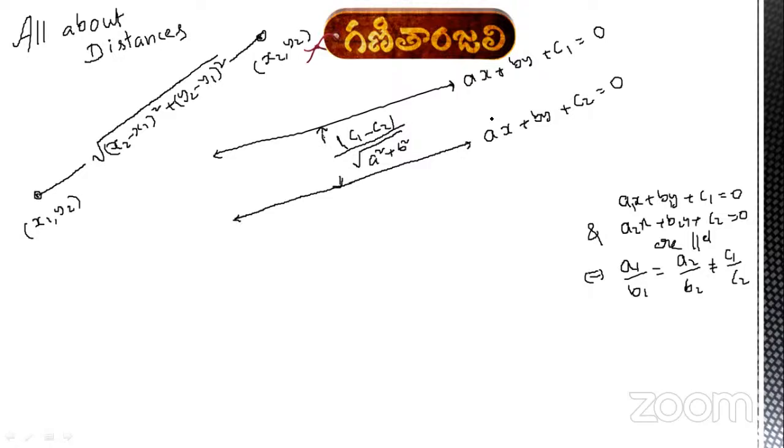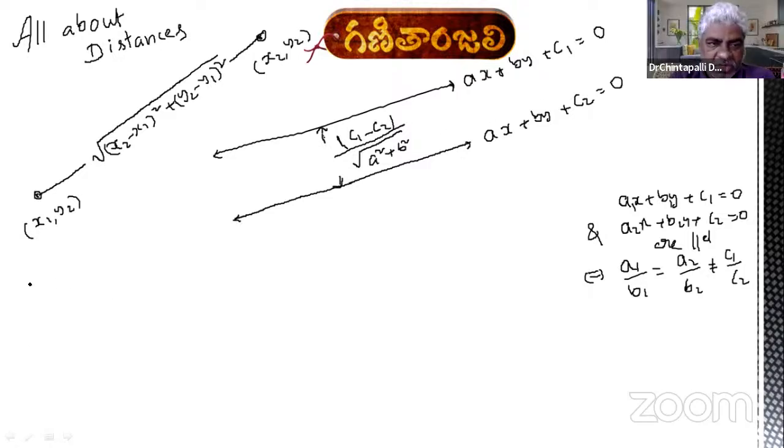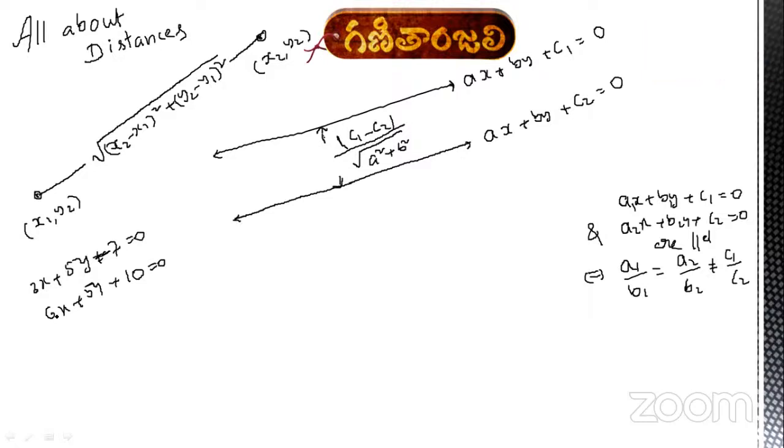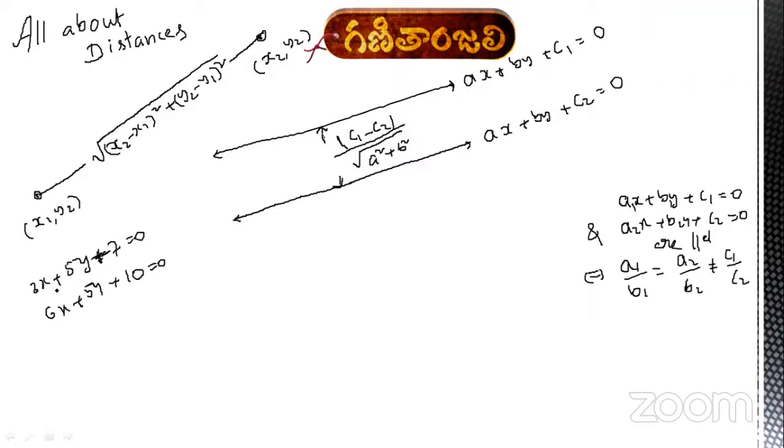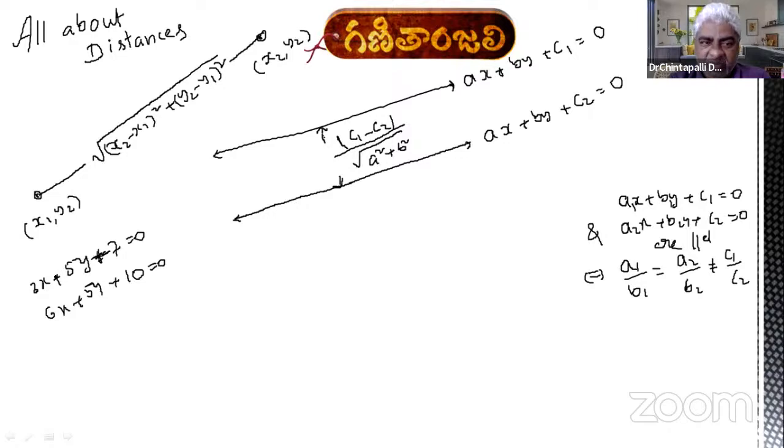Then what should we do then? For example, if we are given two lines, 3x plus 5y plus 7 is equal to 0, and 6x plus 10y plus 10 is equal to 0. And we are asked to find the distance between these two parallel lines, right? We cannot use this formula to find the distance between these two parallels at this stage, because xy terms are not equal. Then what should we do?